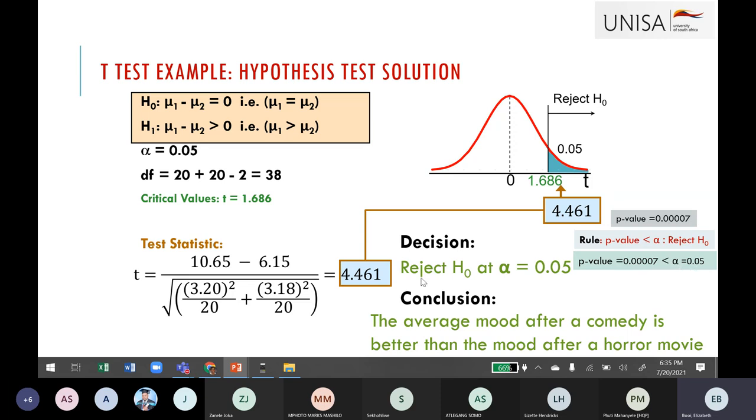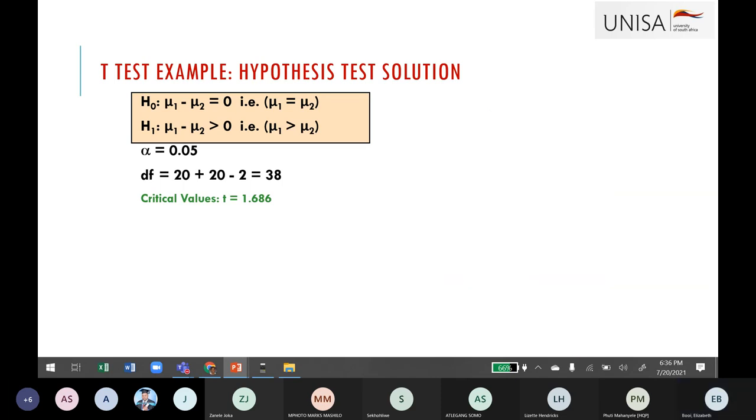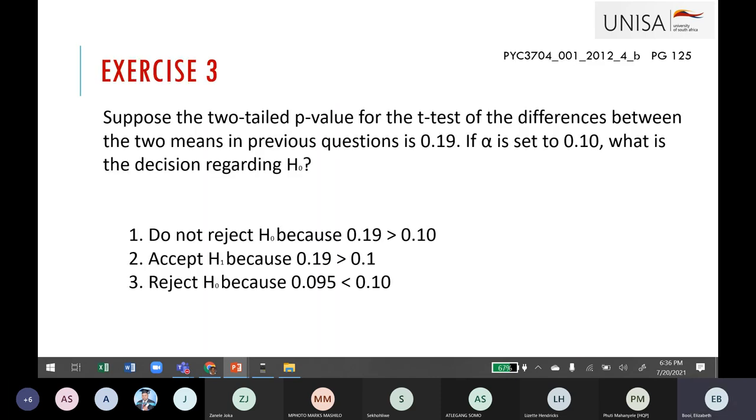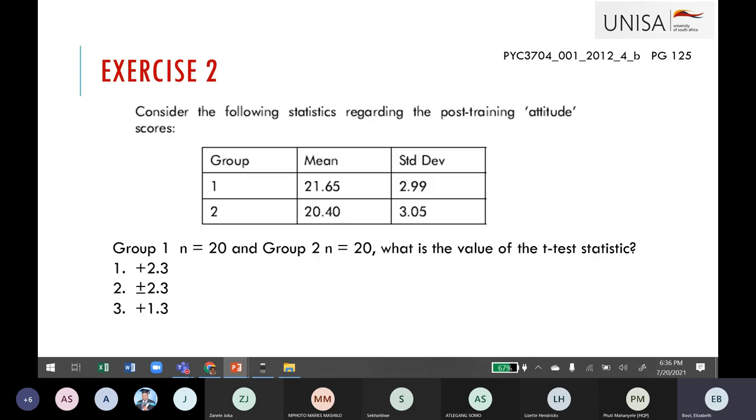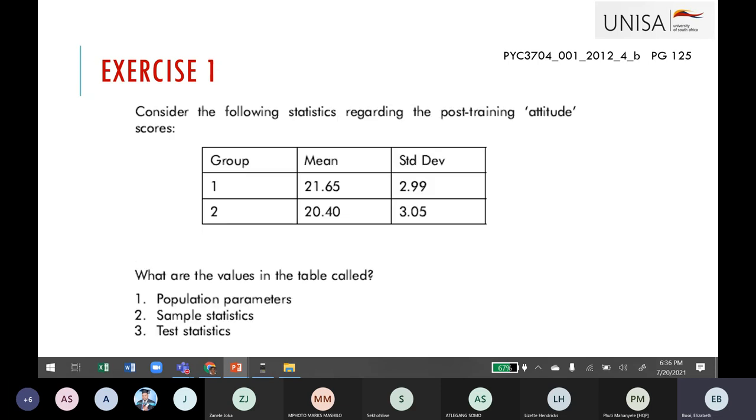Therefore, we can reach the same conclusion whether we use the critical value or the p-value. We're going to reject the null hypothesis and reach the same conclusion. And that's how you do hypothesis testing. Because I didn't check my slides before I published, I have an exercise activity for you.